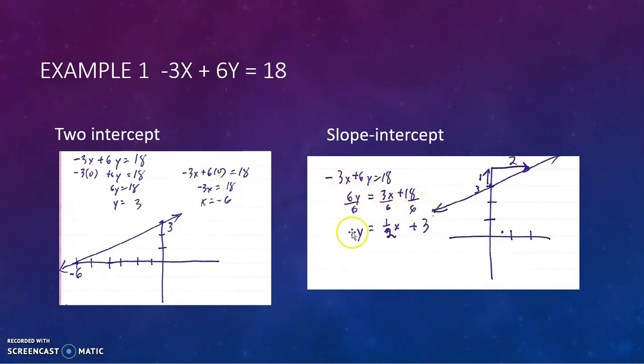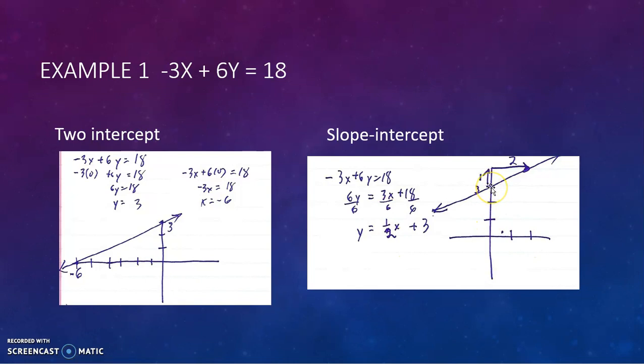So 6 divided by 6 is 1. So here you see 1y. 3 divided by 6 is 1/2, so you see 1/2 x. 18 divided by 6 is a 3. So the 3 is your y-intercept. Notice the same answer you got over there. And the 1/2 is your slope.